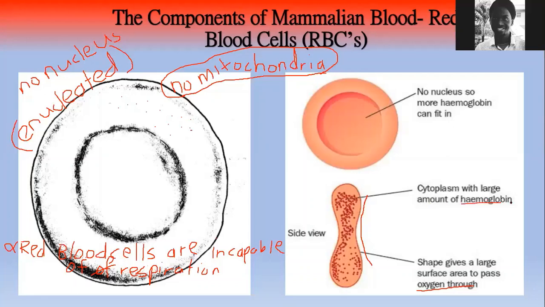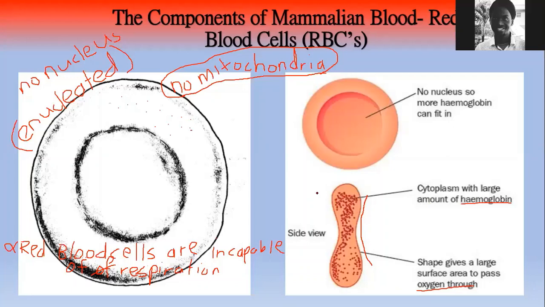The cytoplasm also has a large amount of hemoglobin, that gives it its red color. Each hemoglobin molecule is also able to bind with many oxygen molecules, so that these oxygen molecules can be transported around the body. We'll come to hemoglobin in a while.